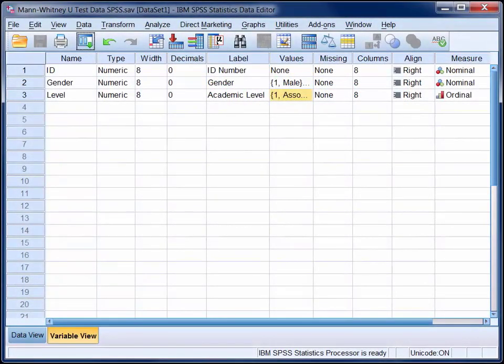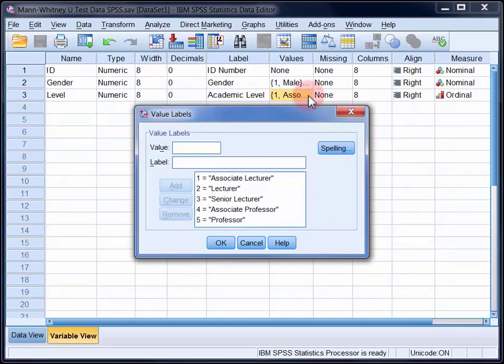In this video, we'll use a Mann-Whitney U-test to compare the median academic rank of the male participants with that of the females. We're using a Mann-Whitney test here rather than an independent samples t-test because our dependent variable, academic rank, is clearly ordinal, and it has 5 levels ranging from associate lecturer through to professor.